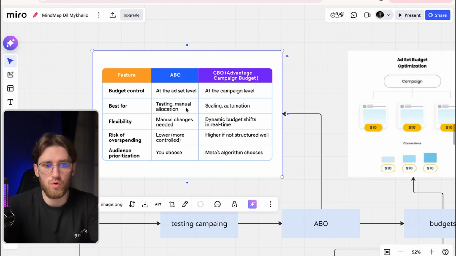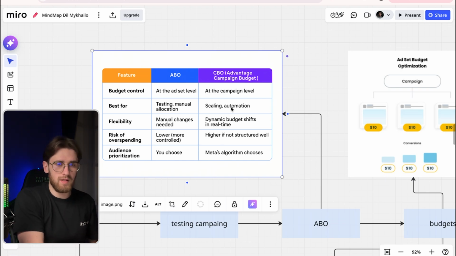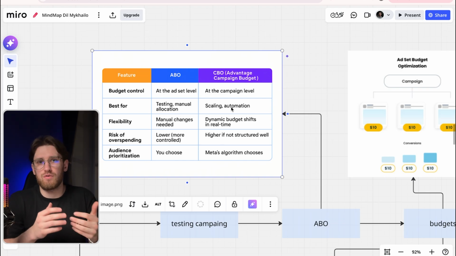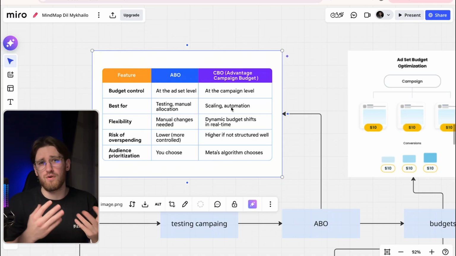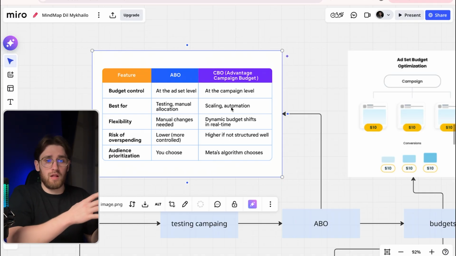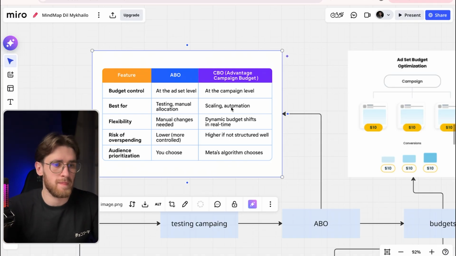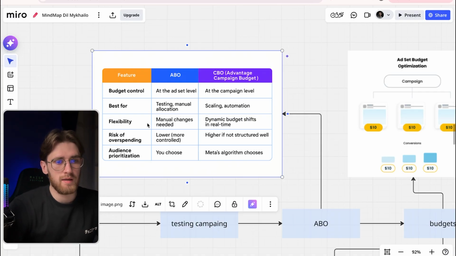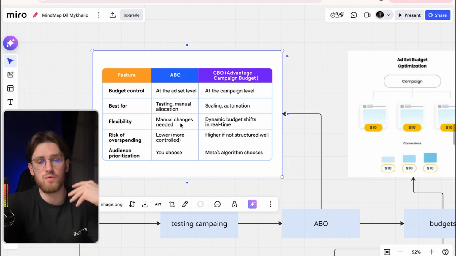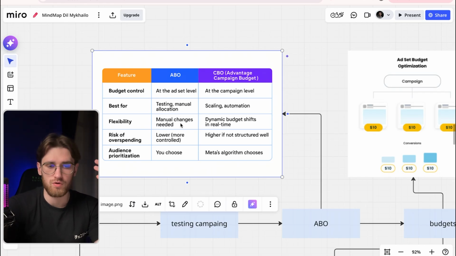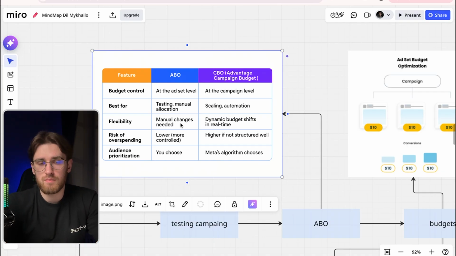But CBO is better for scaling, because it's already on the campaign level, and if some of the ad sets or creatives don't work, for us it really doesn't matter, because CBO will allocate all this budget to the winning ad set bundle. Then flexibility, manual changes needed. This is why I choose ABO. Because we work as media buyers and marketers on big fashion jewelry brands, we need manual control. This is why you need us.